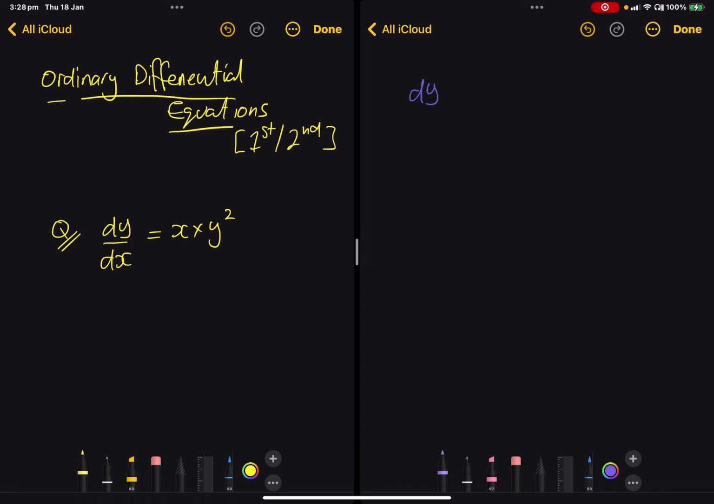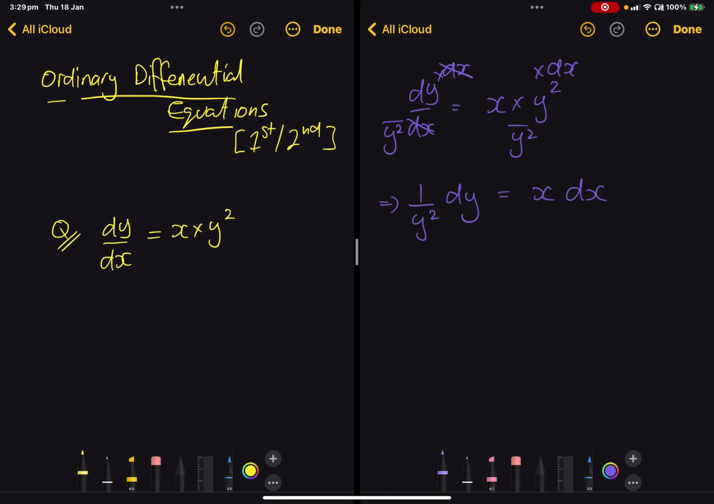So we have dy/dx equals x times y squared. Well, given that the dy is in the numerator over here, all of the y terms have to go to that side. So we're going to multiply both sides by dx. It's going to cancel the dx over here. And we're going to divide both sides by y squared. This gives us 1 over y squared dy is equal to x dx.